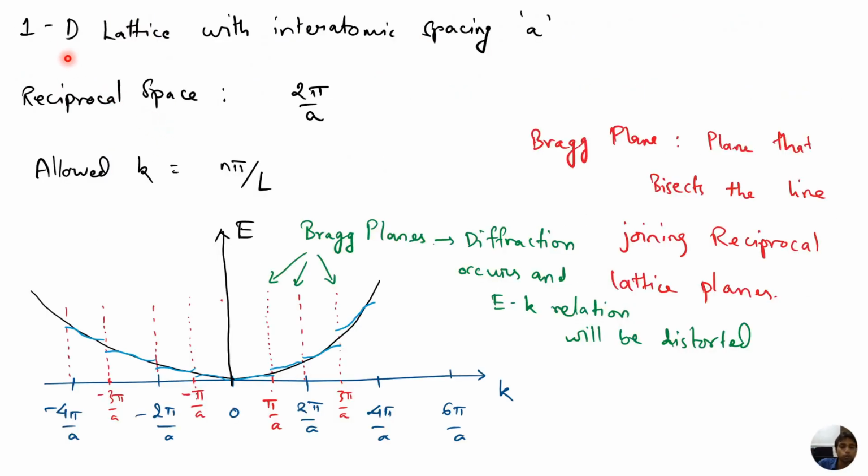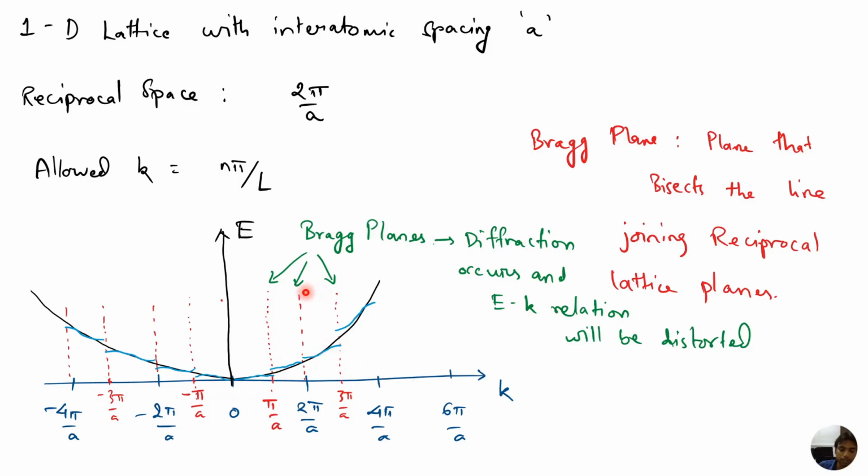Now let us consider a 1D lattice with interatomic spacing a. Then the reciprocal space will also have a spacing of 2π/a. So these points, 2π/a, 4π/a, 6π/a, correspond to the reciprocal lattice points. Now a Bragg plane is the plane which bisects the line joining reciprocal lattice points. So from 0 to 2π, if you bisect, you get this red line.